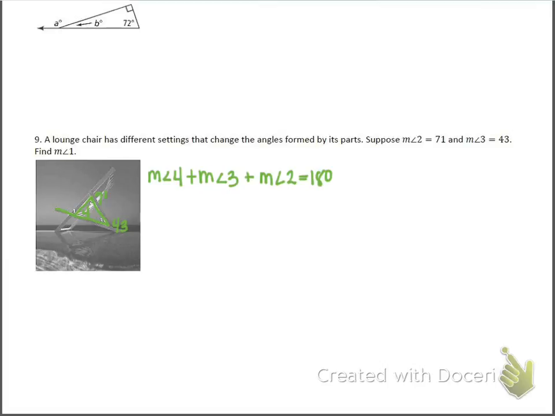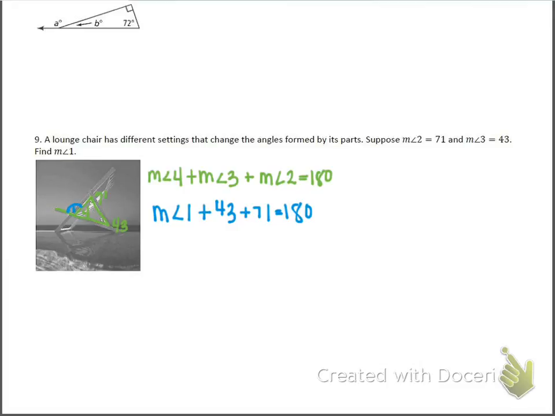Okay. Did anybody do something different? Malika, what did you do? I did 71 plus 43 plus measure of angle 1 equals 180. Okay. What theorem are you using? The triangle sum theorem. So she did measure of angle 1 plus 43 plus 71 equals 180. And that is exterior angle sum theorem. No, I used the triangle. Okay, is that the triangle sum theorem though? Measure of angle 1 is the exterior angle.